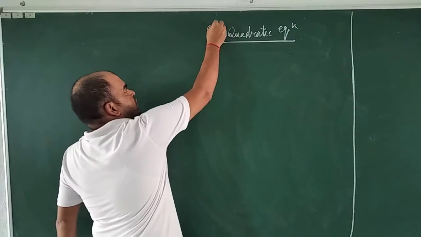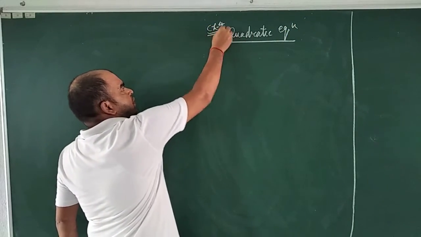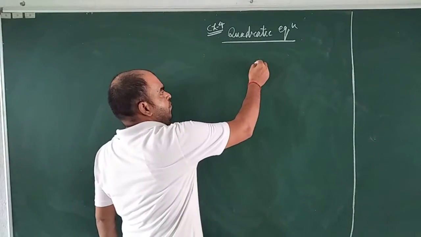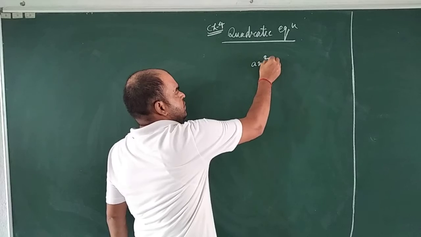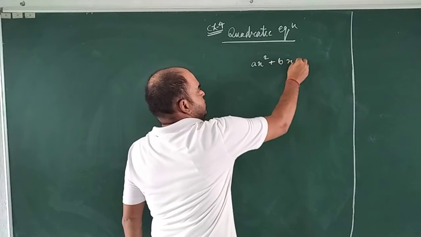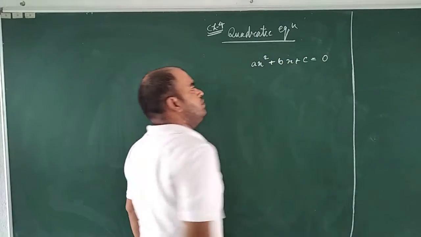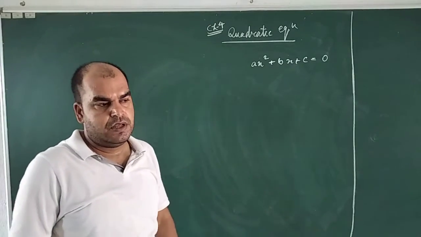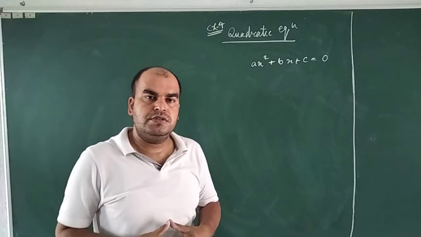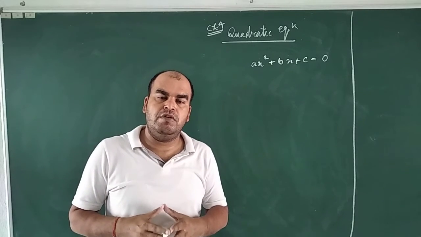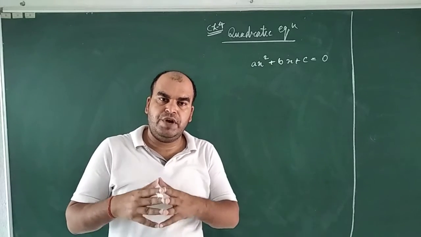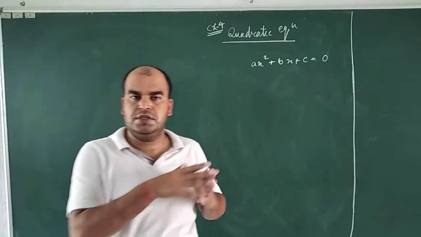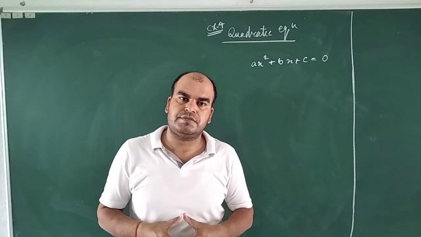See, in quadratic equation, you are aware of the general equation or standard form. The standard form is ax square plus bx plus c equal to 0. This is the standard form of quadratic equation. In class 9th also, sometimes you were not able to solve a quadratic equation by factorization method. In class 9th also we discussed the basic things about the quadratic formula.